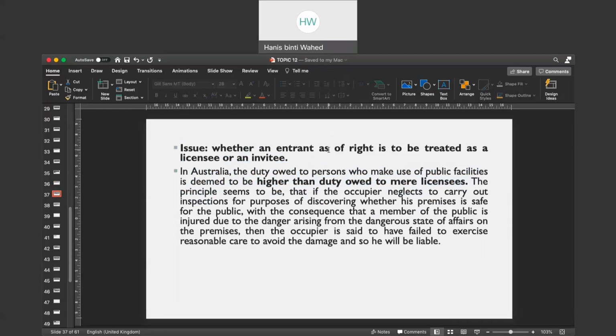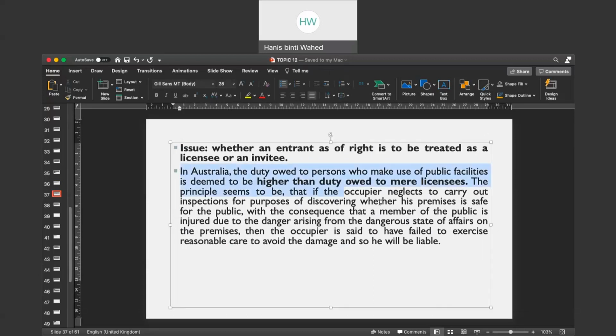Okay. Kalau you baca kat sini, in Australia, the duty owed to the person who makes use of public facilities is deemed to be higher than duty owed to mere licensee. The principle seems to be that if the occupier neglects to carry out inspection for purposes of discovering whether his premises is safe for the public, with the consequence that a member of the public is injured due to the danger arising from the dangerous state of affairs on the premises, then the occupier is said to have failed to exercise reasonable care to avoid the damage, and so he will be liable.